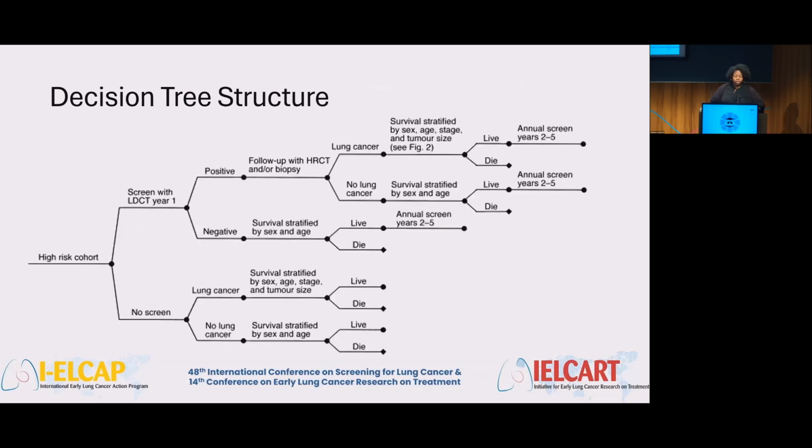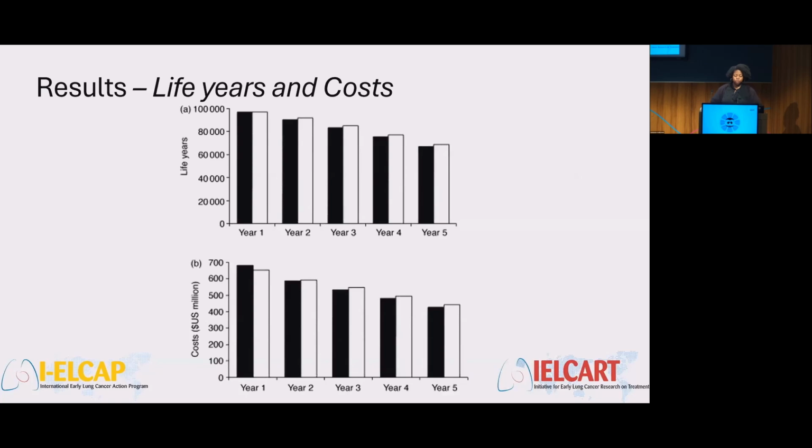And their decision tree is here, and they were doing this in a high-risk patient cohort population. So you can screen versus no screen, then you have these subsequent actions that can take place. When you screen, it can be positive or negative, and then you follow up with the appropriate actions. And then at the end, you see the survival as well as any indication of cost. Their main outcome was cost.